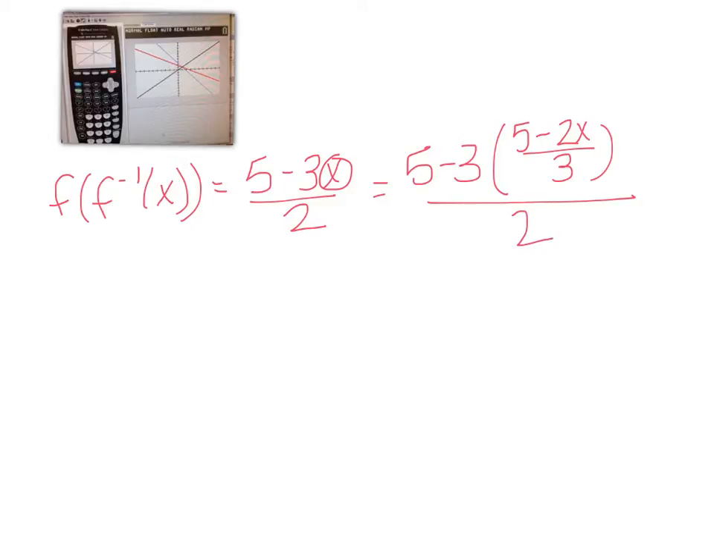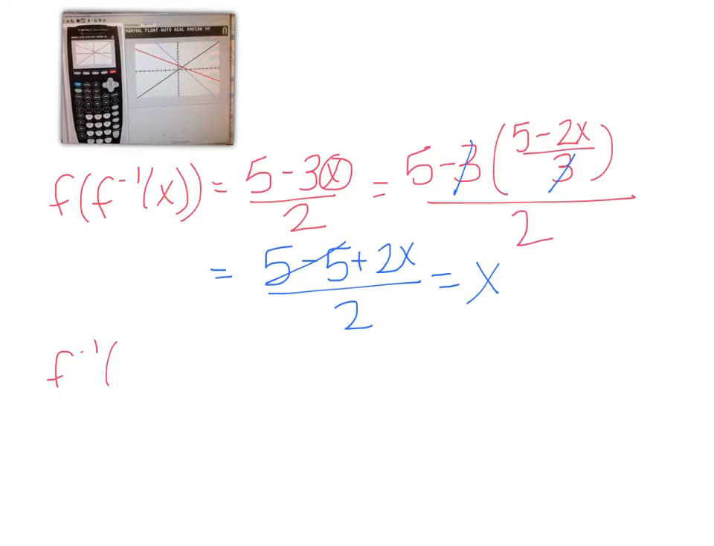And to simplify, my 3's, top and bottom, are going to cancel out. Distribute the minus that comes after the 5, it is going to become 5 minus 5 plus 2x all over 2. 5 minus 5 cancels, 2x over 2 equals x. Now go the other way.